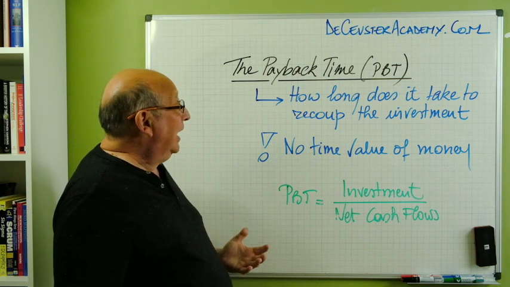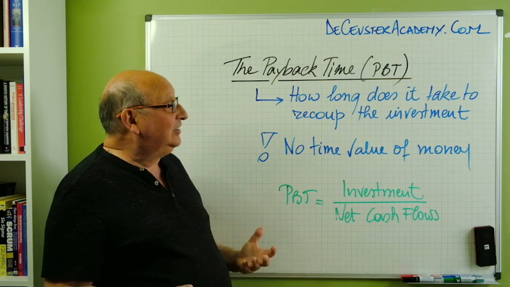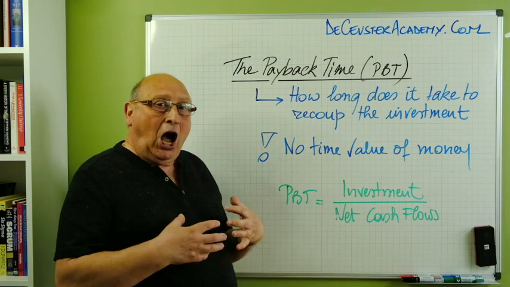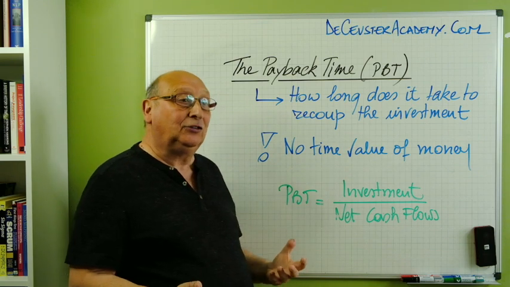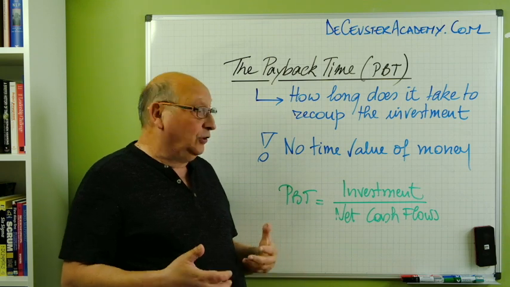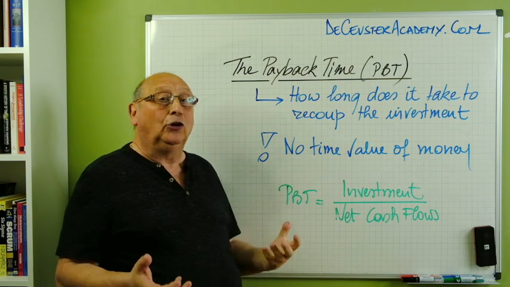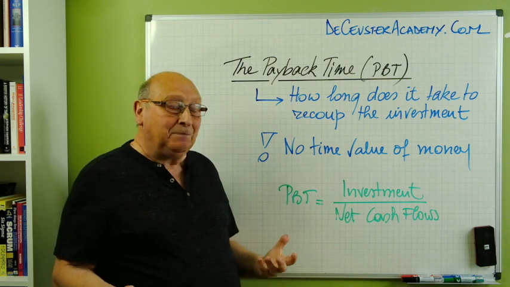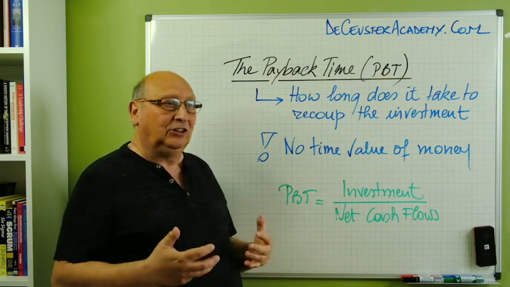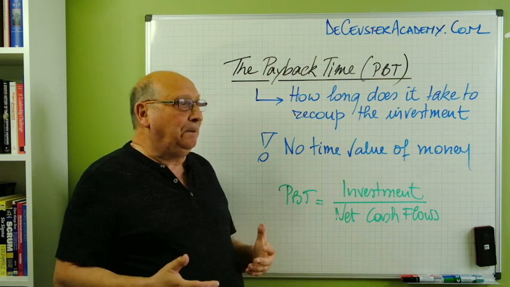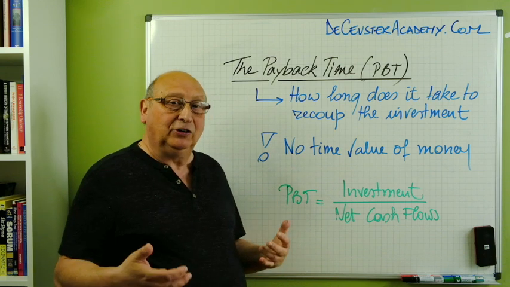When we look at the payback time or the PBT, basically we try to find out how long it takes to recoup the investment. How long does it take before the net cash flows, future cash flows, compensate the investment? The disadvantage of this parameter is that we don't consider the time value of money. It's a limitation, nevertheless. In many projects, when we compare the duration, we will see that the payback time gives us a very interesting parameter to compare different projects.